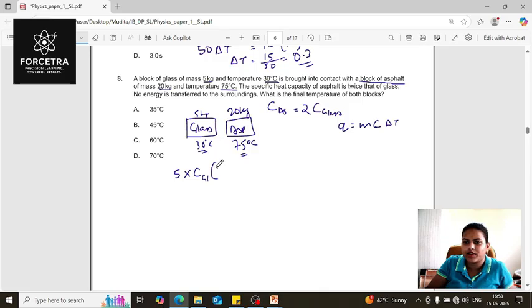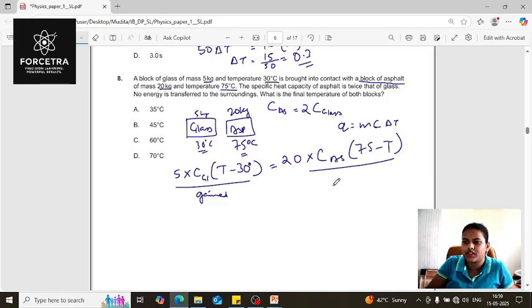So its temperature I can write T minus 30 degree. So this is heat gained by the glass, and heat lost by the asphalt would be mass into heat capacity of asphalt, because the temperature dropped to 75 minus T in this case. So this is the heat lost by the asphalt.